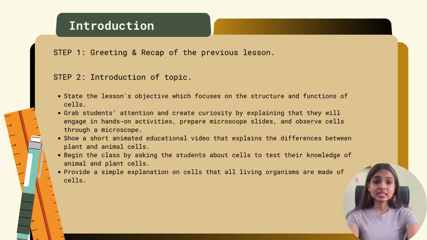Progressing, the teacher will ask the students about cells to test their knowledge of animal and plant cells, and also for the students to recall words such as cell wall, cell membrane, etc. Next is to provide a simple explanation on cells, that living things are made up of cells. Before moving on to the next step, the teacher will provide a short explanation that all living organisms are made up of cells.